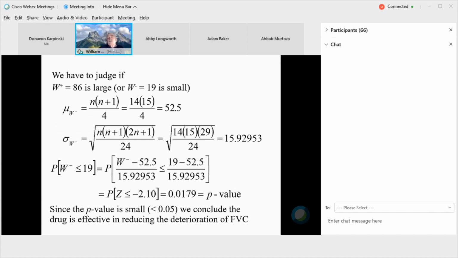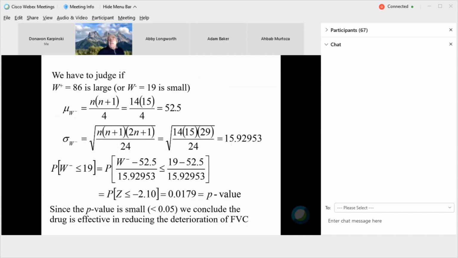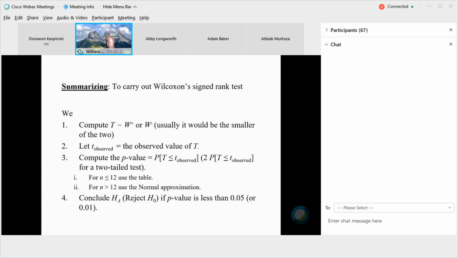So since the p-value is small, we conclude that the drug is effective in reducing deterioration. If you go back to the data, most of the time the drug measurement was smaller than the placebo measurement. This is saying that that is significant. Maybe we'll stop at this point.